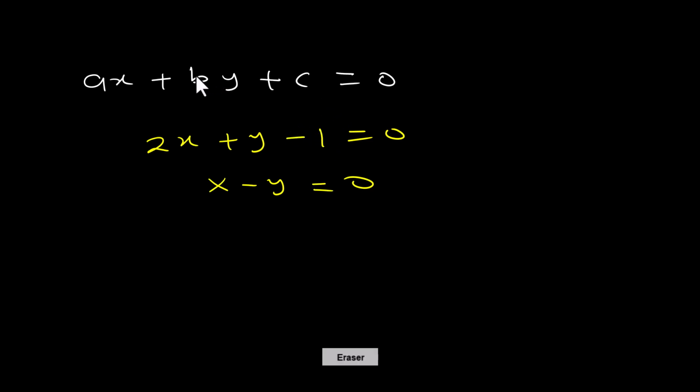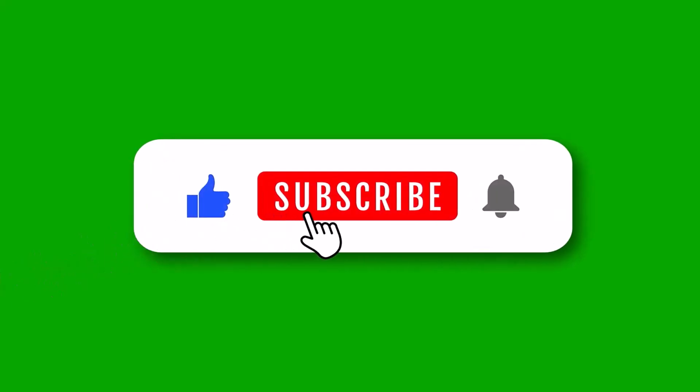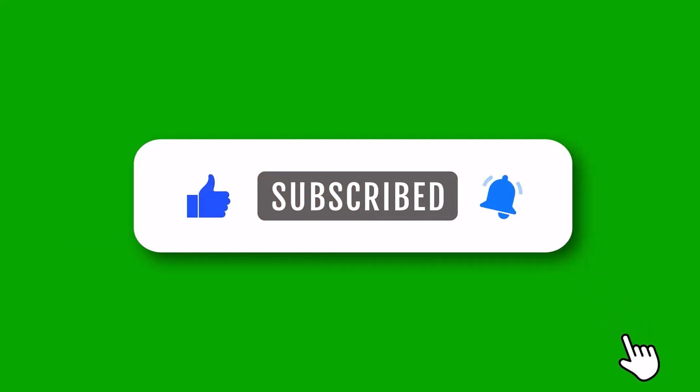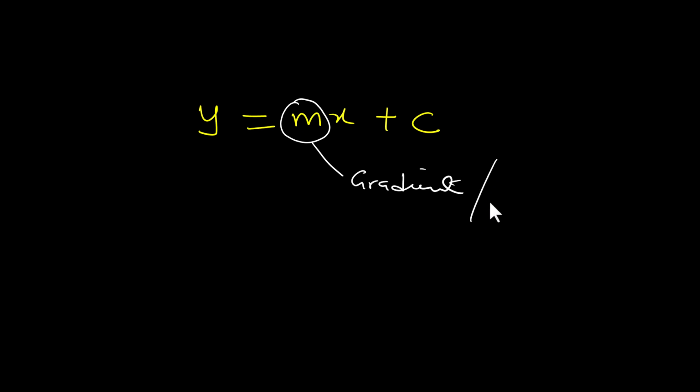The slope equation of a straight line is of the form y equals mx plus c. Our m here, which is the coefficient of x, is the gradient or the slope.